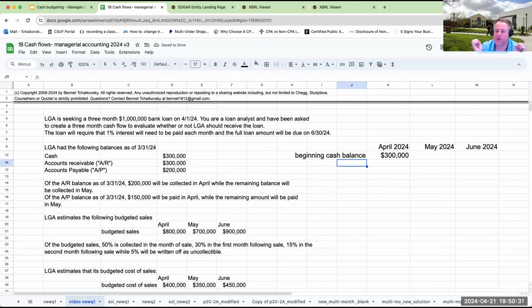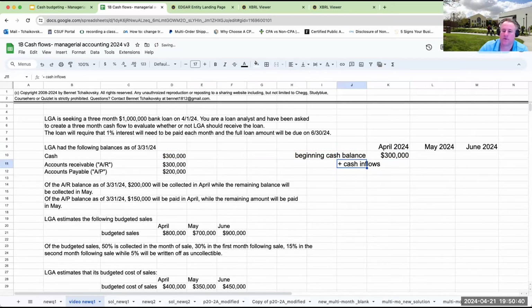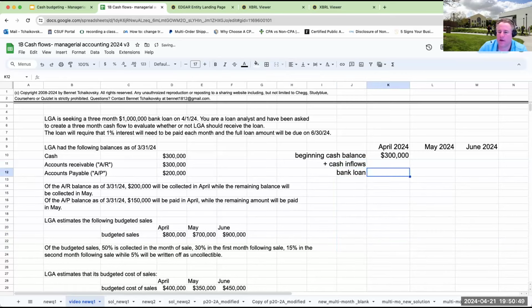Now, in this situation, we are getting a loan. So we're going to add in here plus cash inflows. And we'll just go ahead and format this now. And we'll have over here bank loan of $1 million. Okay, so we're getting a bank loan of $1 million. Now, when we have this bank loan, 2 things are going to need to happen. The first thing that needs to happen is that we're going to have to pay interest each month. So we have our cash inflows.